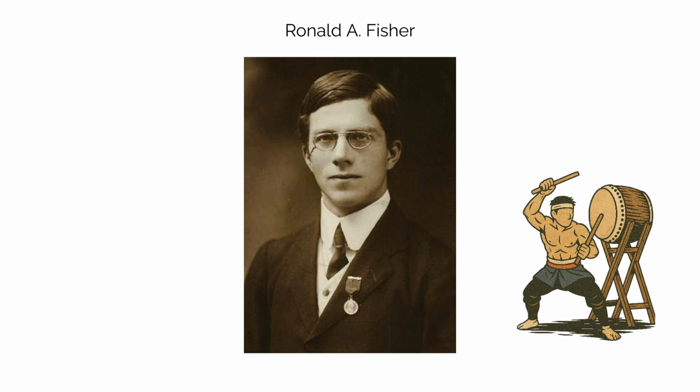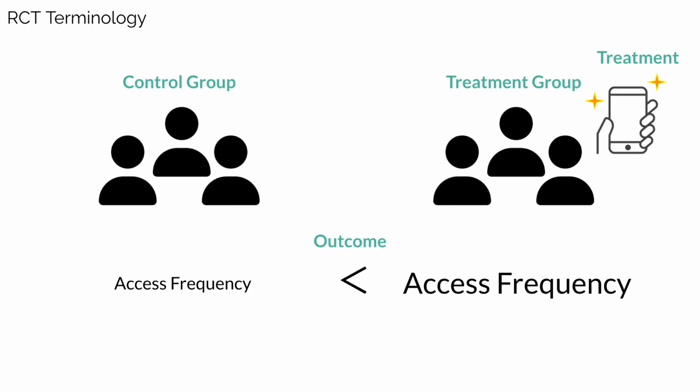Let's go over some common terminology. The intervention applied to only one group is called treatment, and the group that receives the treatment is called the treatment group. The group that does not receive the treatment is the control group, and the result that is expected to change as a consequence is called the outcome.